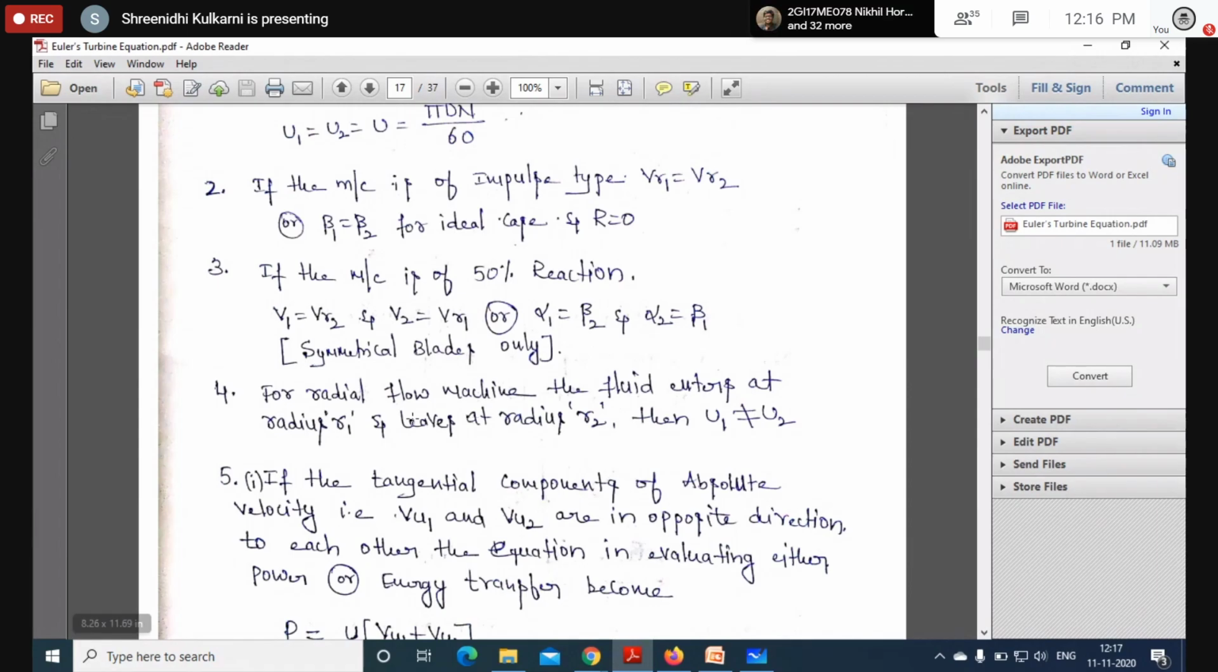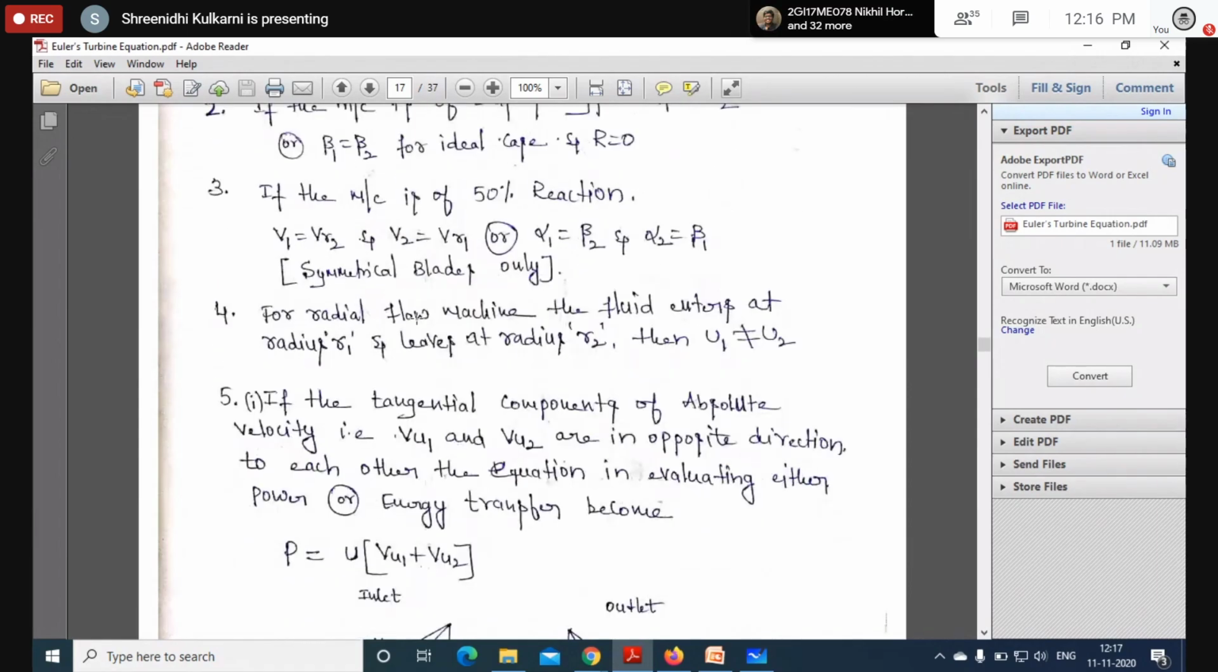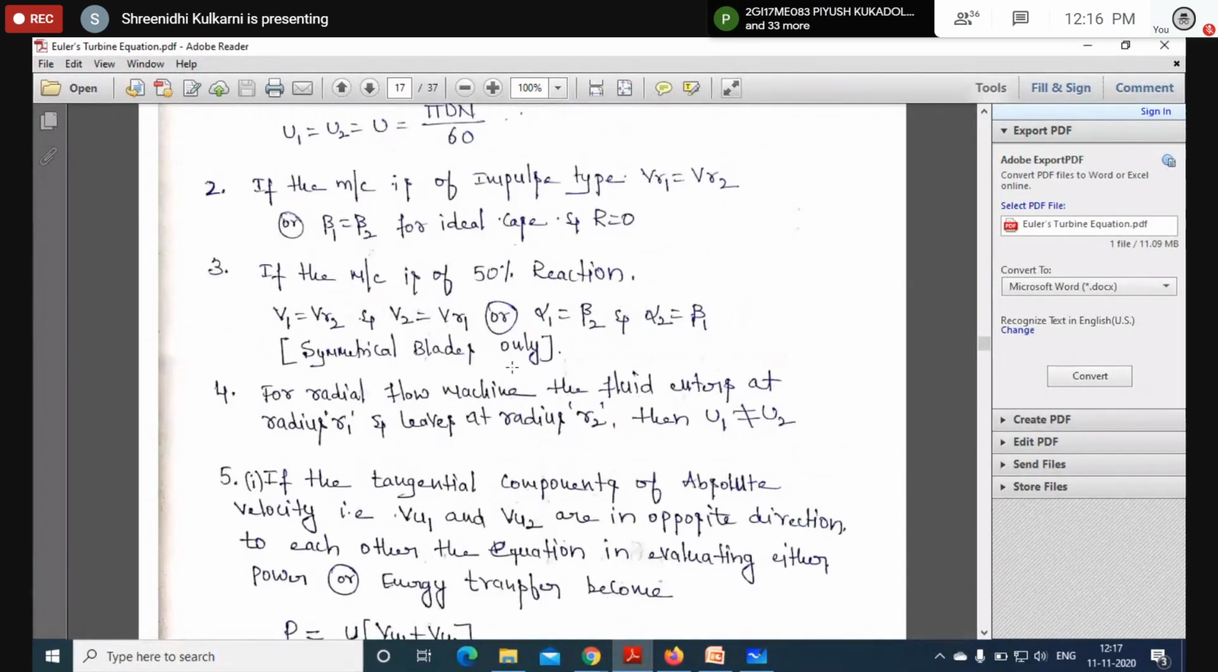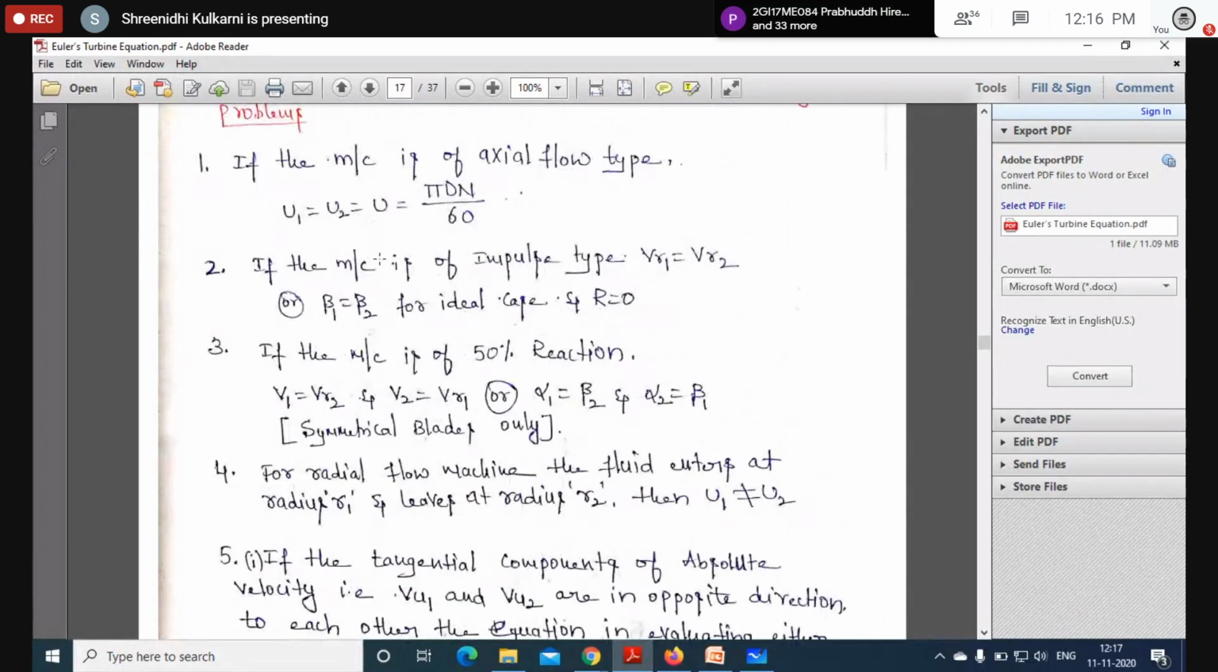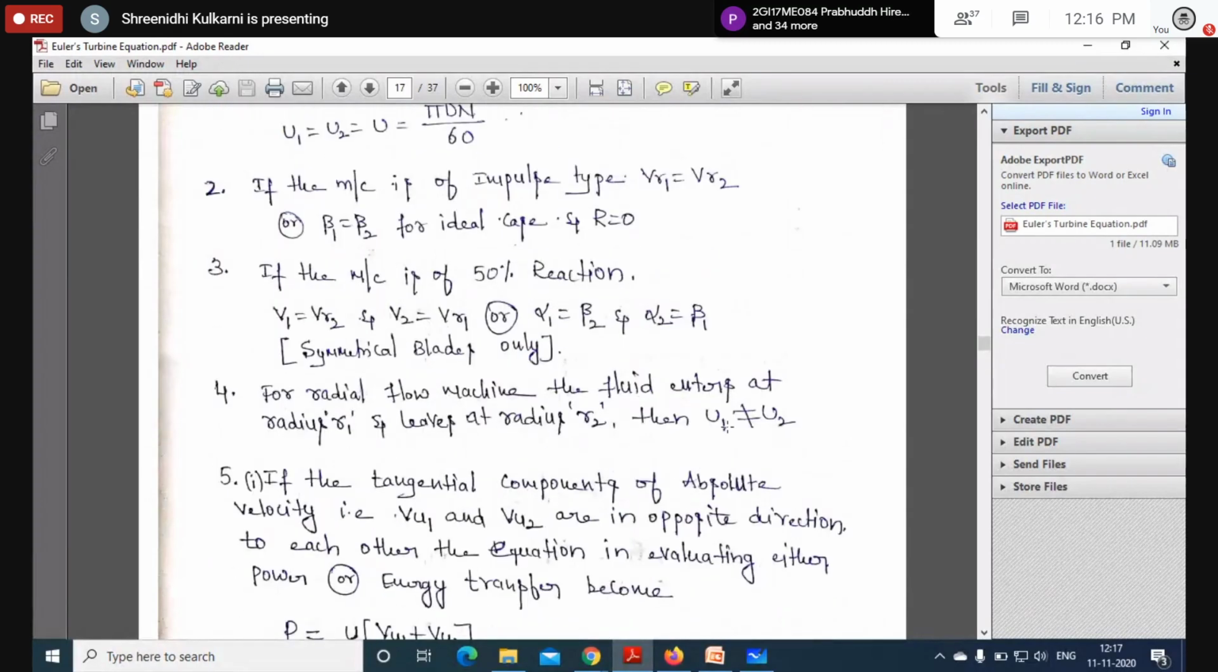Next, for radial flow machines, the fluid enters at radius R1 and leaves at radius R2. So here only I discussed: if we get different radii, then whatever the blade speed, U1 is not equal to U2.